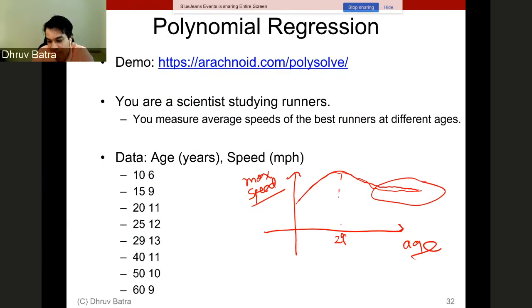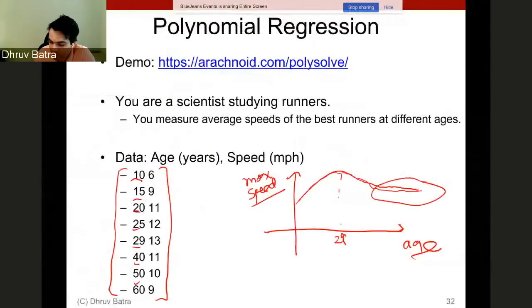You're the first one. You bring subjects into your lab. You put them on a treadmill. You ask them for their ages. You record their speeds and times, and maybe these are the speeds you record: a 10-year-old is running at 6 miles per hour, 15-year-olds are running at 9, 29-year-olds are holding 13 miles per hour.